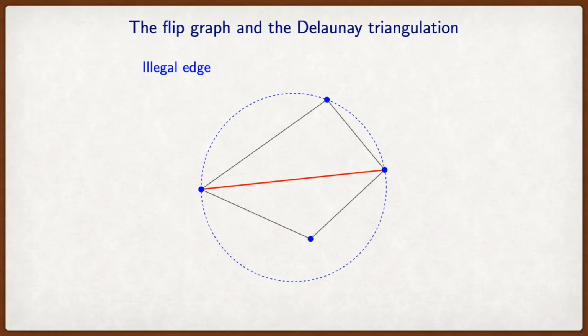In order to keep the relation between the Delaunay triangulation and the flip graph, first we define what is an illegal edge. Consider an interior edge and the two triangles containing such edge. Now consider the circumcircle of one of such triangles. If the circumcircle of such triangle contains the remaining vertex of the other triangle, then the edge is called an illegal edge. In this case, the red edge is an illegal edge.